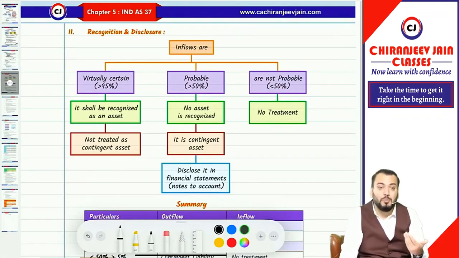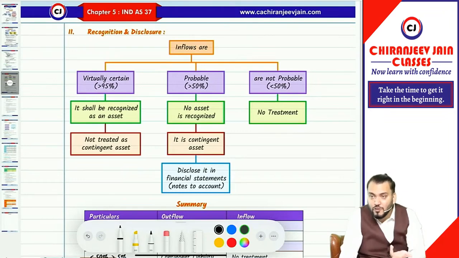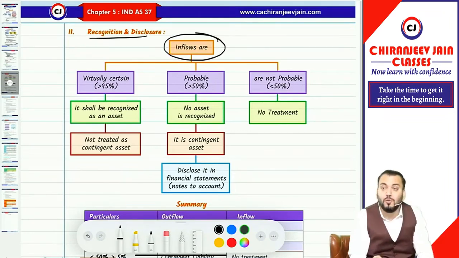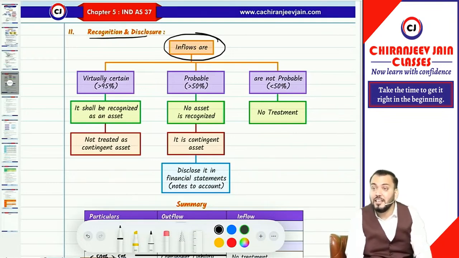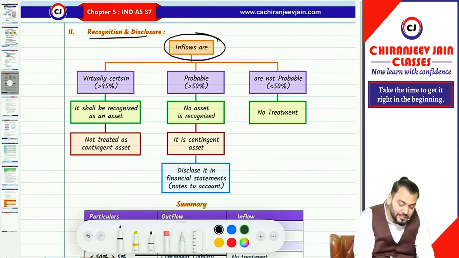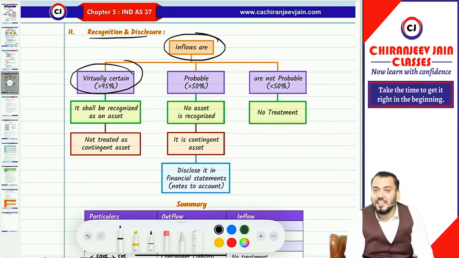Now for accounting treatment, when I am saying asset, we should think about inflow, whether the inflow is probable or not probable. So when I am saying recognition and disclosure, we should think about inflow. Ind AS 37 says that if inflows are virtually certain, when I say virtually certain, it means chances are more than 95%.